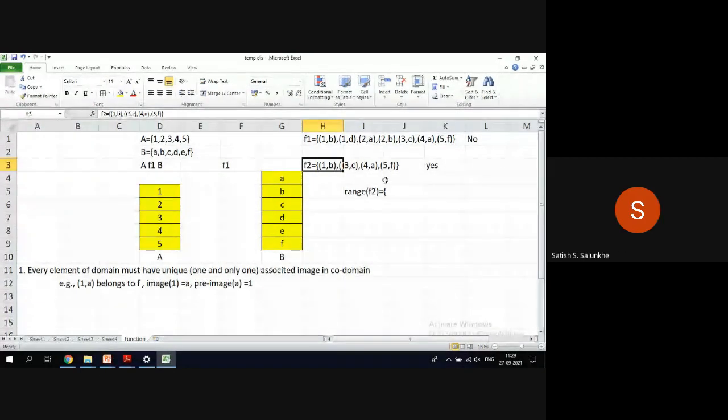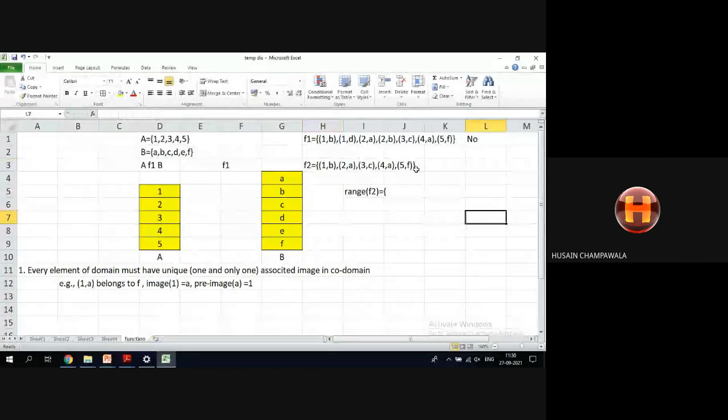You are attending the class, not just having attendance, or are you learning? You don't take it blindly, whatever I'm writing here. So, let me just add one more element, 2 comma a. Is it a function? Hussein, I'm waiting for you. Is it a function? Yes, sir. Please tell me quickly. Is it a function, yes or no?